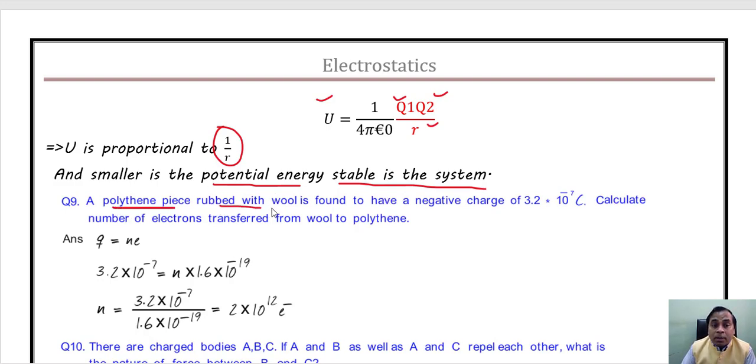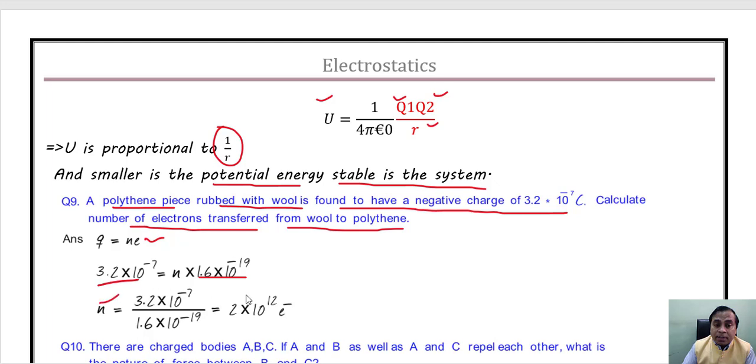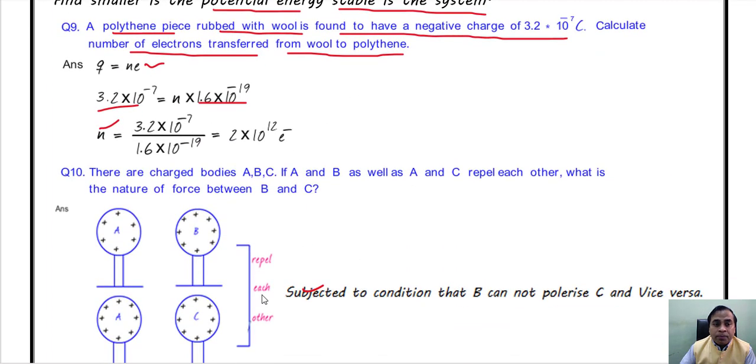A polythene piece rubbed with wool is found to have a negative charge of 3.2 times 10 to the power minus 7 coulomb. Calculate the number of electrons transferred from wool to polythene. Okay, so Q equals N times E, and then you find the value of N, it is equal to this much. Now just the next question, a simple one.